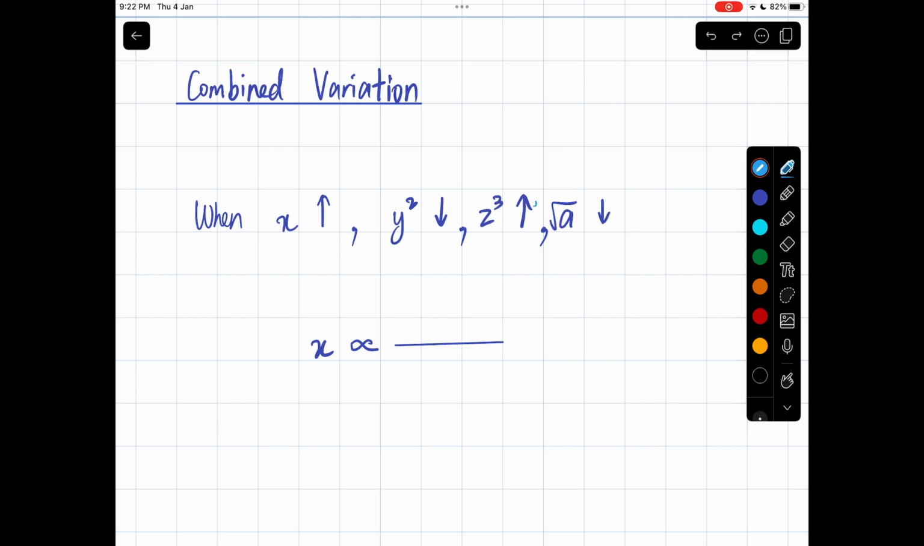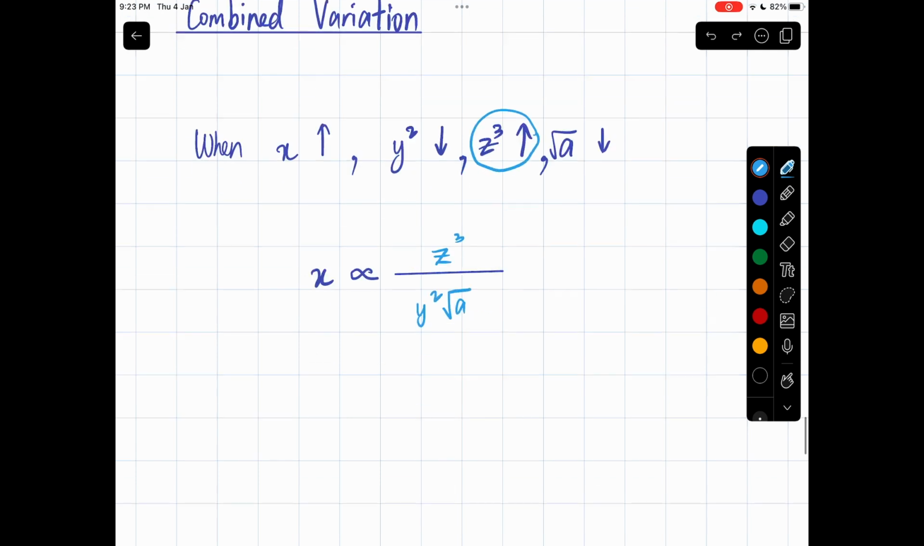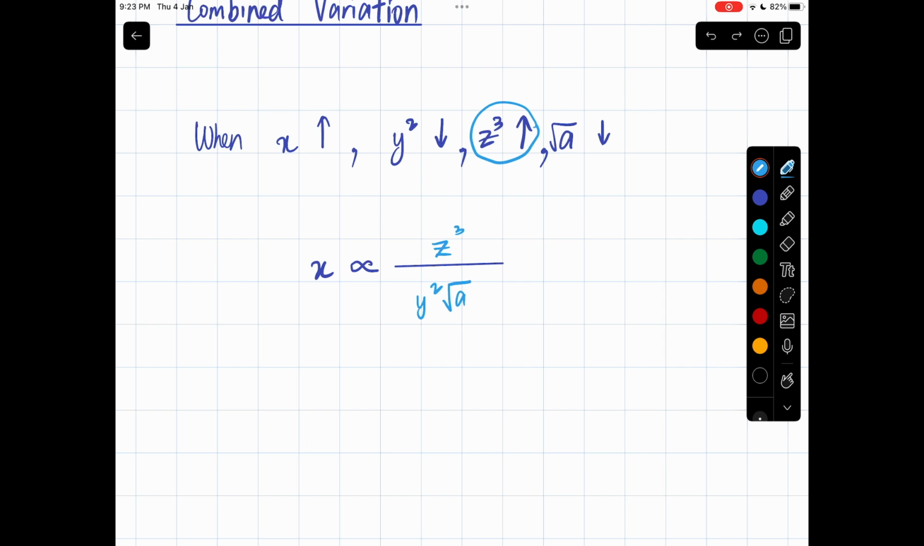So what is increasing? When x increases, z cube is increasing. So we will write z cube on top. And then, as we can see, y and a are decreasing. So y squared will go to the bottom, y squared. Then the square root of a will go right beside it. If you're wondering, this is a multiplication relation. That's it. X is directly proportional to z cubed over y squared square root of a.